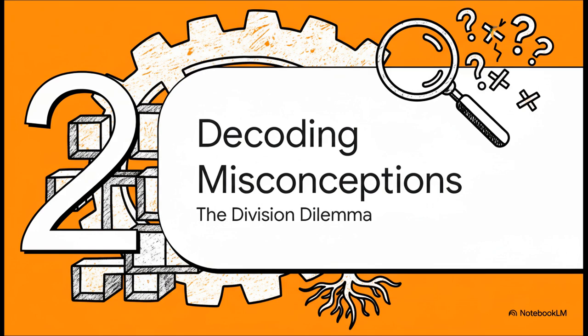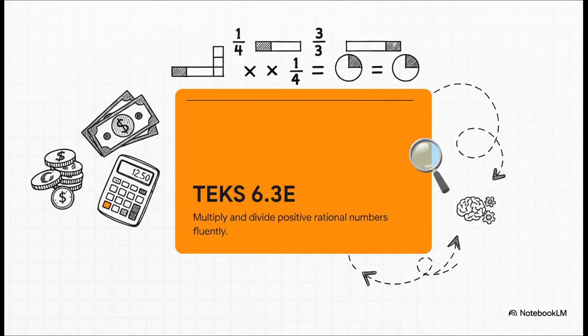Okay, so let's really decode this. We're going to zoom in on a specific Texas educational standard, TEKS 6.3e, to really peel back the layers on this division dilemma and find the absolute root of the error. So here's the standard we're talking about. And you see that keyword right there, fluently? The data is practically screaming at us that students are fluent with some rational numbers, like decimals when we're talking about money, but that fluency just disappears when it comes to fractions.